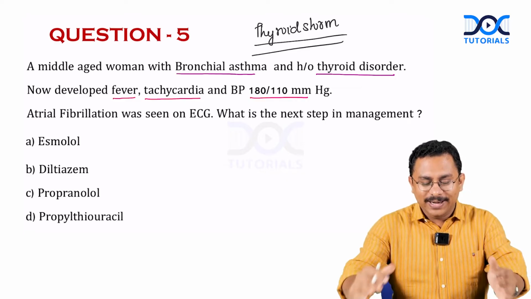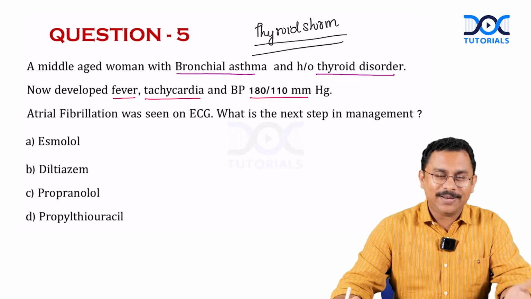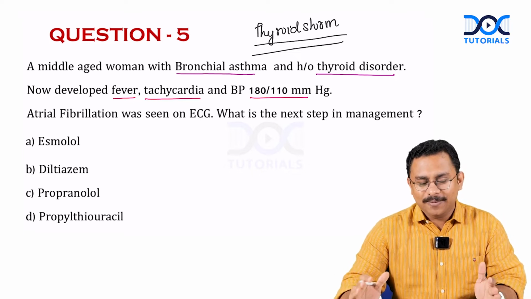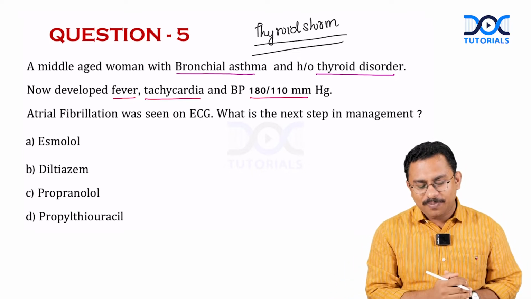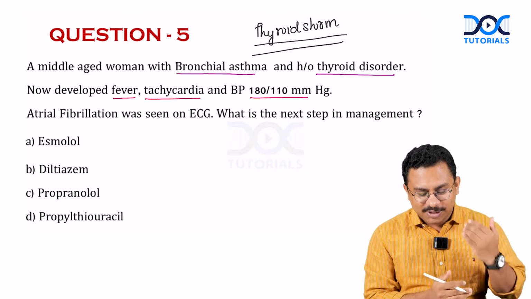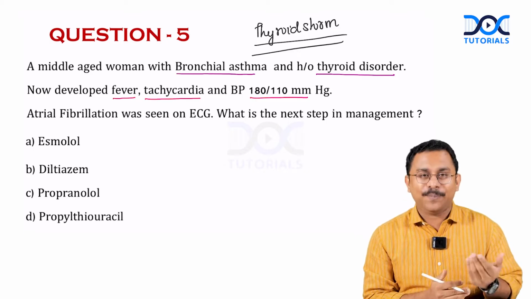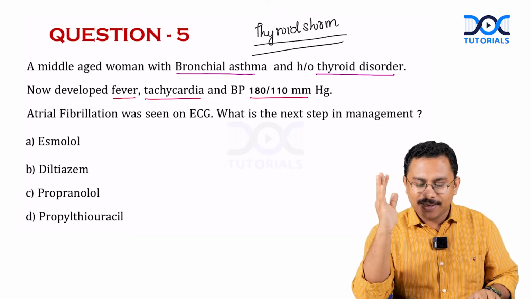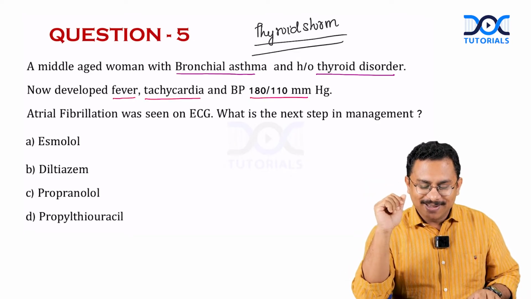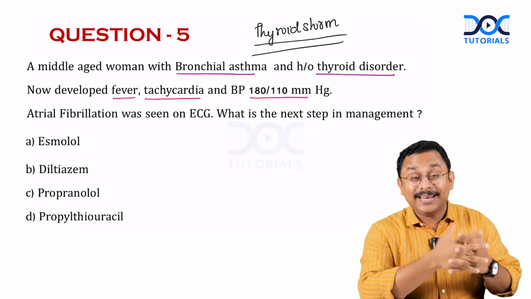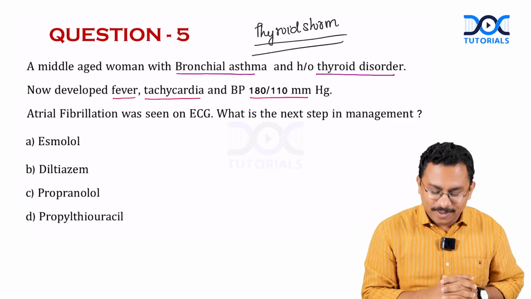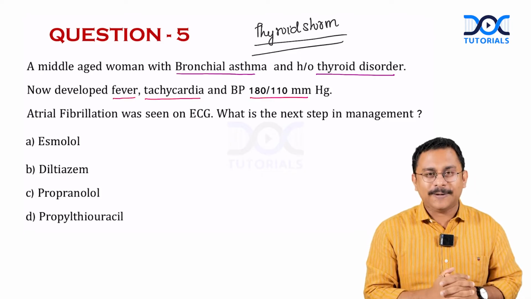And there is an atrial fibrillation seen on ECG. What is the next step in the management? Now, even after the exam, many students picked up that this is a thyroid storm. But if you look at the options, esmolol, diltiazem, propranolol, propylthiouracil, I know that some of the students might have thought, okay, it is a thyroid storm. I've got it. The antithyroid drug of choice will be propylthiouracil, and they saw that propylthiouracil is there in the options and they marked it.